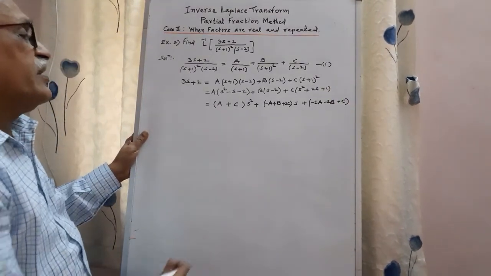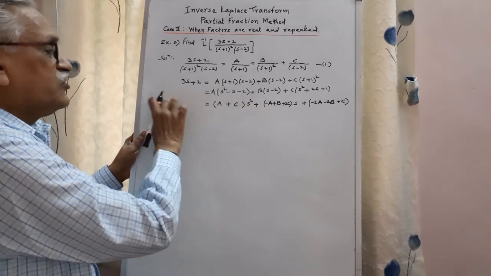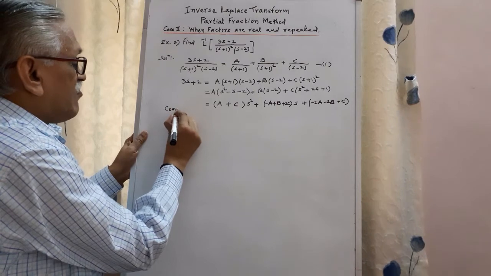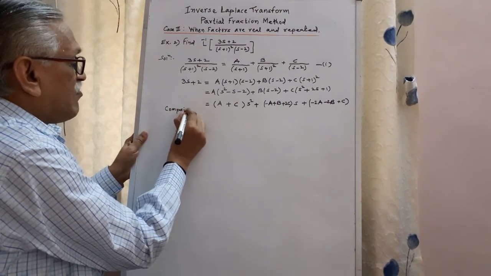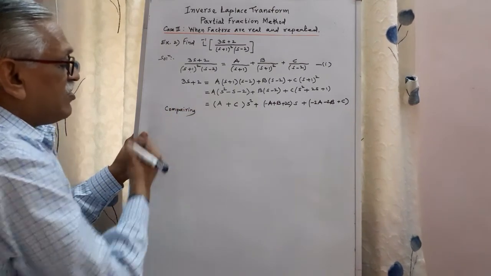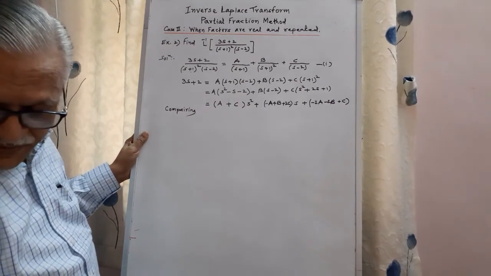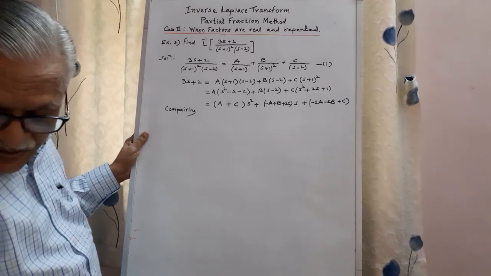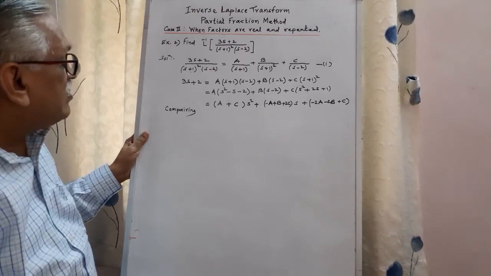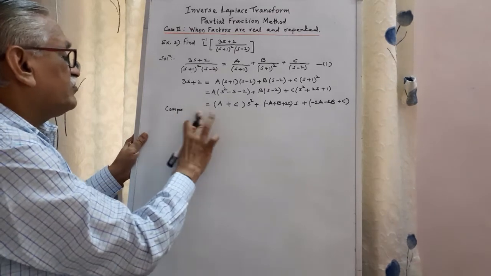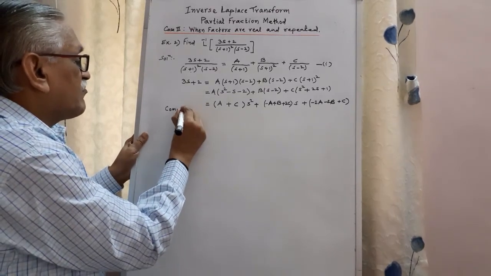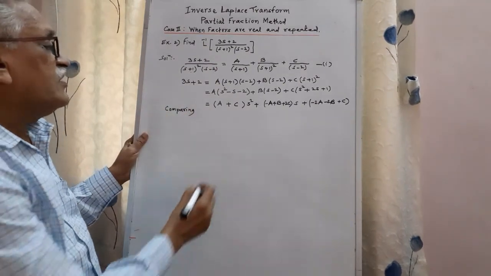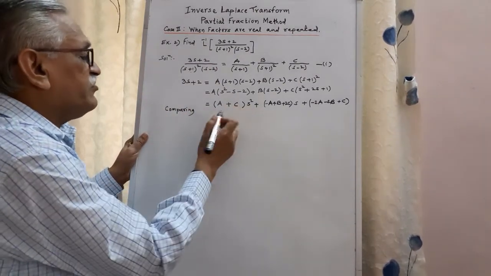Okay, then comparing these two sides, comparing two sides. Coefficient of s square is a plus c.